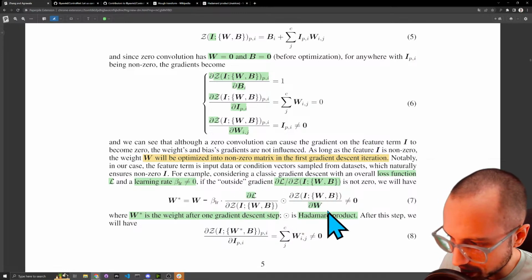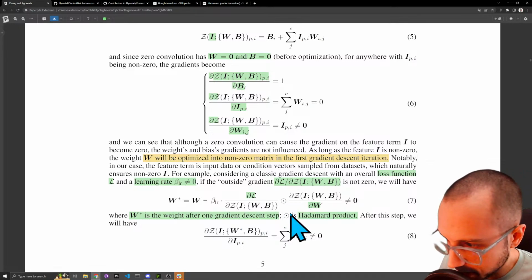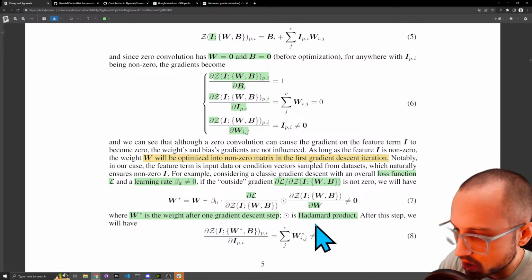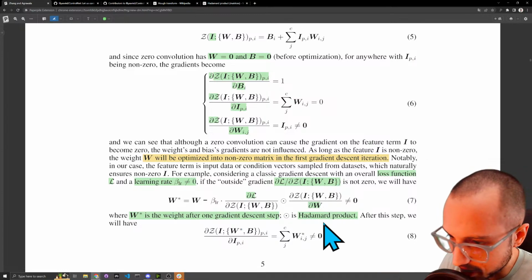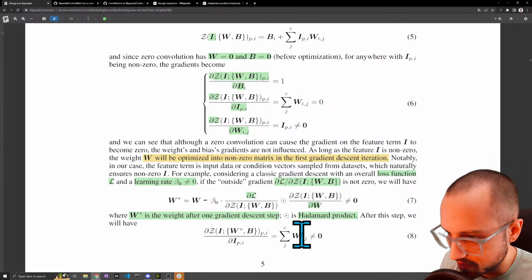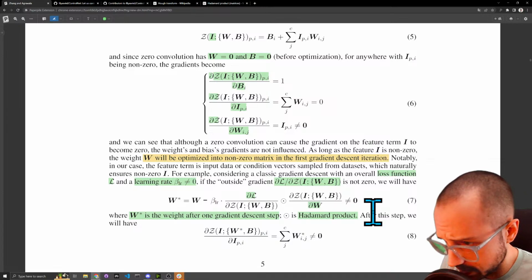So the whole point of the chain rule is that you're taking a partial derivative that you don't know how to calculate and turning it into a bunch of partial derivatives that you do know how to calculate. And that's basically the magic of deep learning.